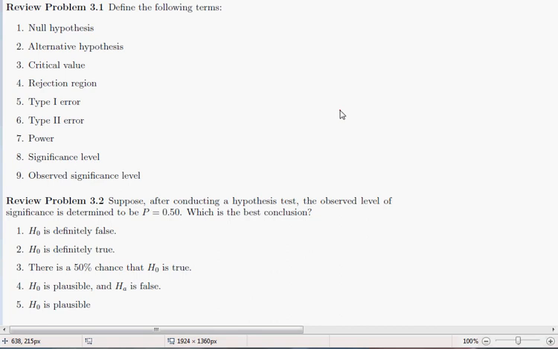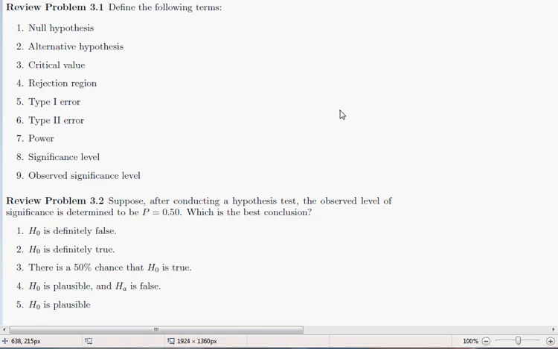Now, I kept using the word decide. It is always possible to make the wrong decision, and so there are two ways of making the wrong decision. A type 1 error occurs when I reject the null hypothesis when the null hypothesis is true. In other words, I think the alternative is true, but the null is true. A type 2 error is the reverse, where I fail to reject the null hypothesis when the null hypothesis is false. So I think that the null is true, but the alternate is really true.